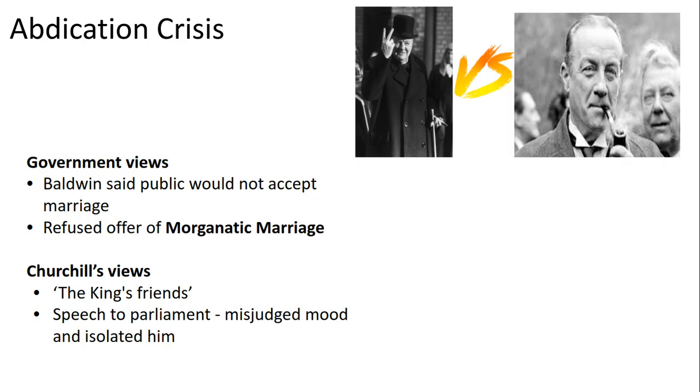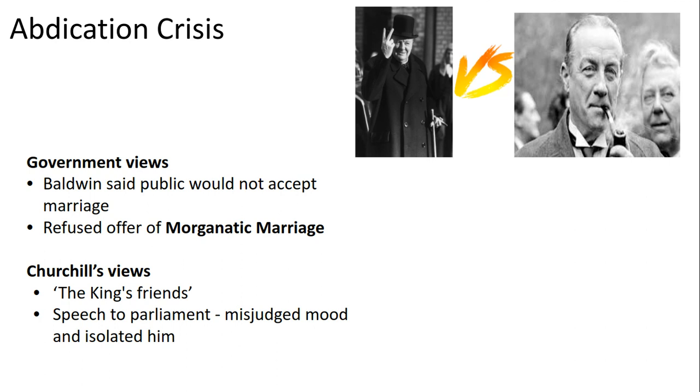Churchill also gave a speech in Parliament saying that obviously he was in support of the king, and this showed how he was out of touch with the public, and that he misjudged the mood of the public. This put him in the wilderness and also isolated him within his own party, and people who had supported him previously went against what he was saying.